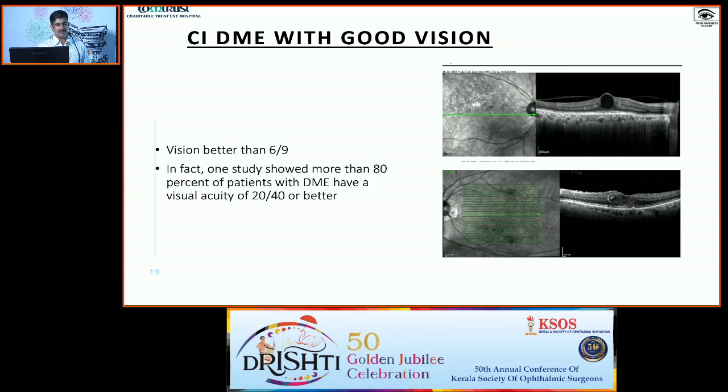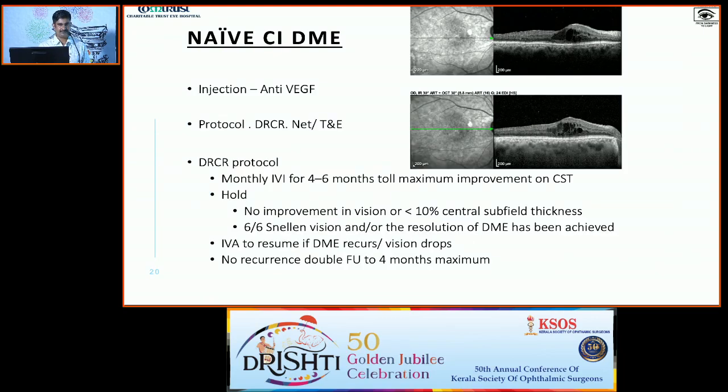So it is always preferable to observe these patients, and if they develop a drop in vision, then you can of course think of starting them on treatment. Or if a patient is symptomatic, like metamorphopsia or something is there, then you can think of treating the patient.